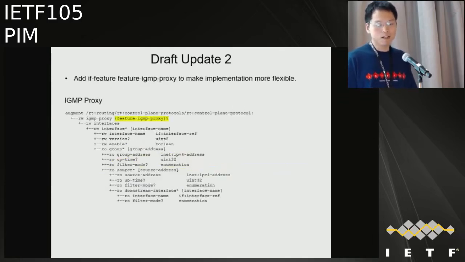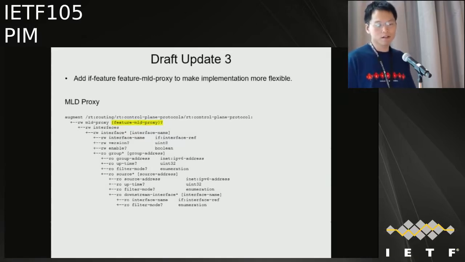Update 2, we have added the feature IGMP proxy to make the implementation more flexible. This is the whole hierarchy for the IGMP proxy. We augment the control plane protocol with the container IGMP proxy. Under the IGMP proxy, it has a list of interfaces. Similarly, we also add the feature MLD proxy. This is the whole hierarchy for the MLD proxy.